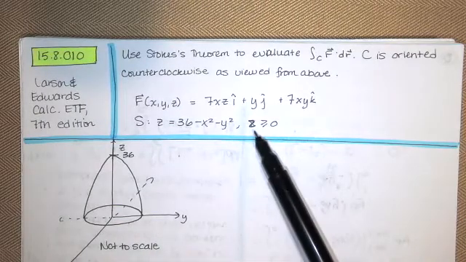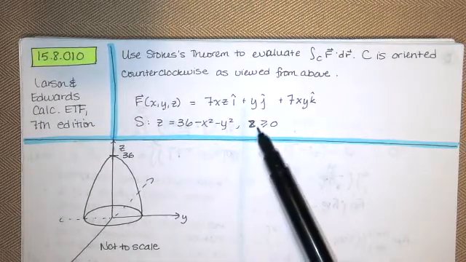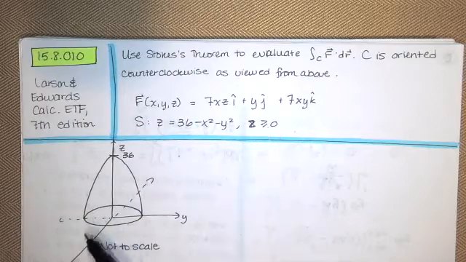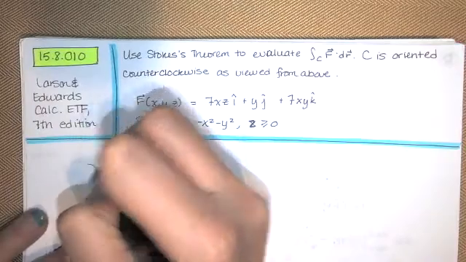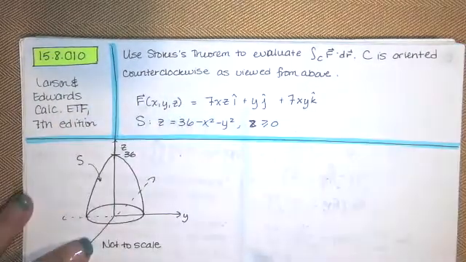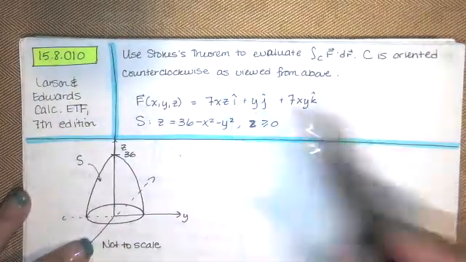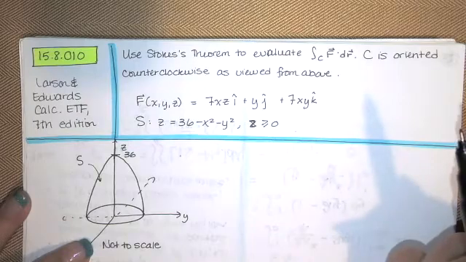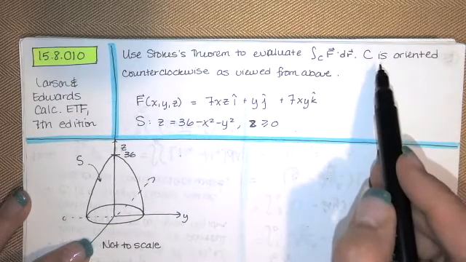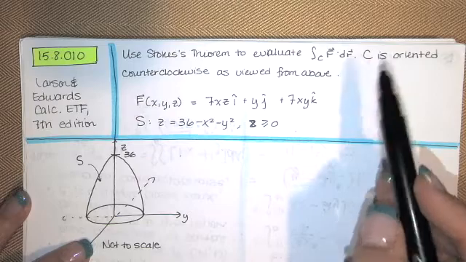Now we want the part of the elliptic paraboloid that is above the xy plane because we want z to be greater than or equal to 0. So this is the part that we're considering. So that's our surface S. Now C is the boundary of S whenever you're referring to Stokes' theorem. And we want C to be oriented counterclockwise as viewed from above.